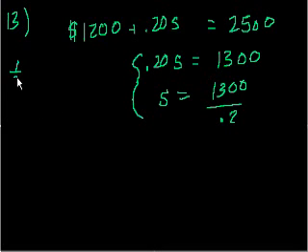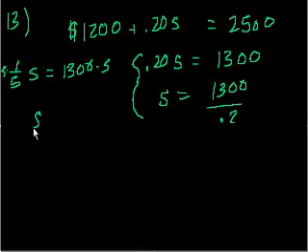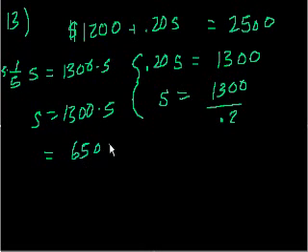20% is the same thing as 1/5. So it's also 1/5 S is equal to 1,300. And now this is easy. Multiply both sides by 5. So you get S is equal to 1,300 times 5, which equals what? 13 times 5 is 65. And add the two zeros. So S is equal to $6,500. That's the monthly sales that month. I was a little redundant with the word monthly just now. Next problem.